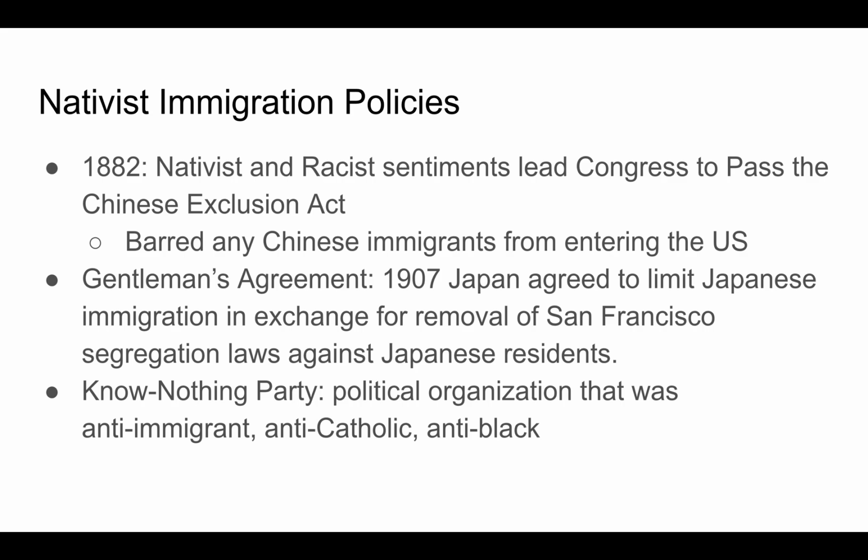And this was all motivated and pushed by what we call the Know Nothing Party. That was a political organization that was anti-immigrant, anti-Catholic, and anti-black, right? So really emphasizing that WASP idea, White Anglo-Saxon Protestants.